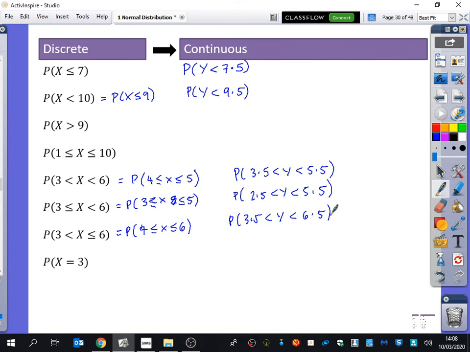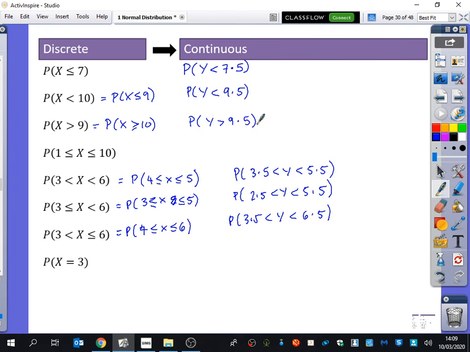It's just 0, not possible. You can change that into continuous. What rounds to give you 3? 3.5. That's it. Okay, so we've got here, this one should be the probability that x is greater than or equal to 10, so it's the probability that y is greater than 9.5.